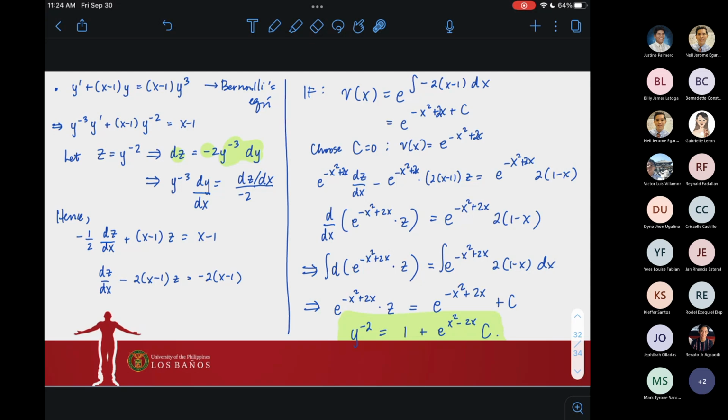Crystal, kung tamang pagkakaalala ko, October 17. Tama nga ba? October 17 ang midterms. At yun ay face-to-face. Double check ko nga. Yeah, it's October 17. It's the Monday before the reading break.